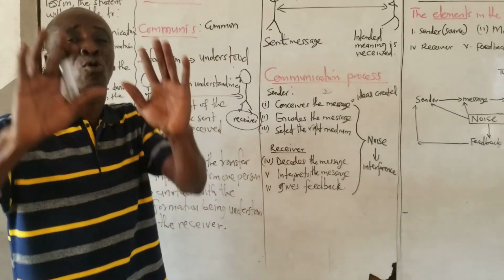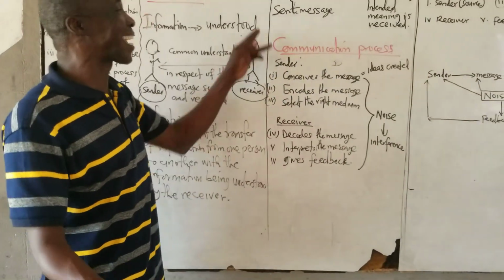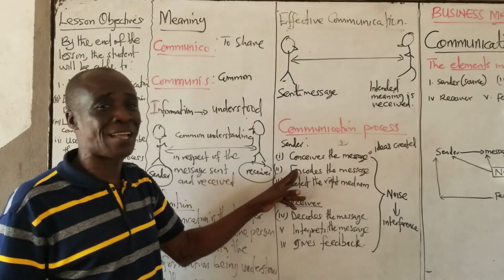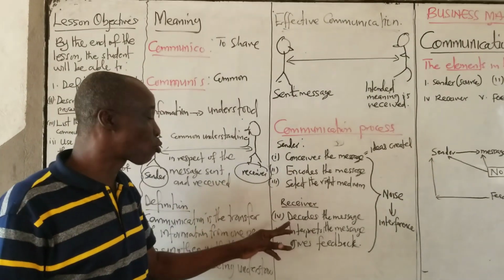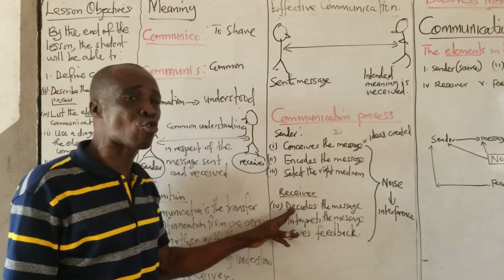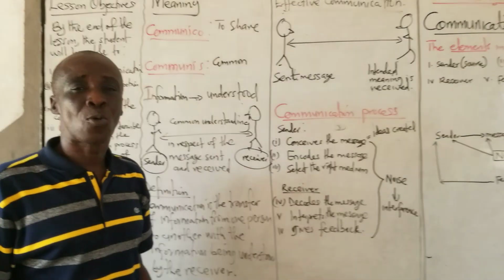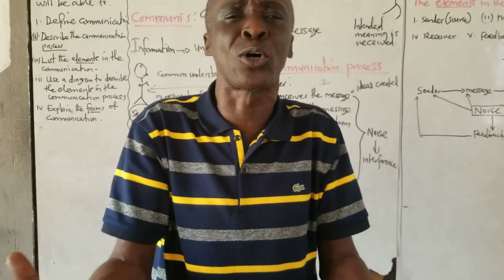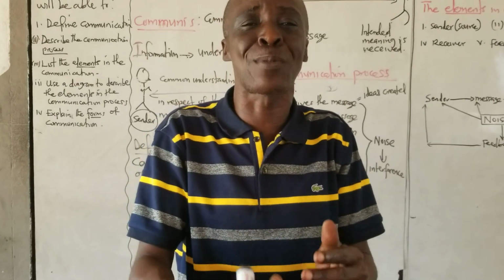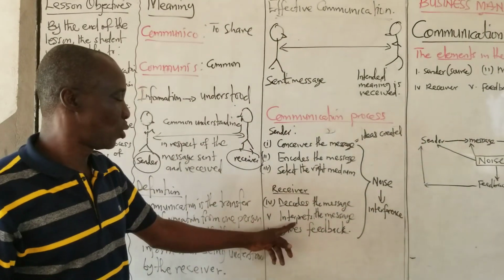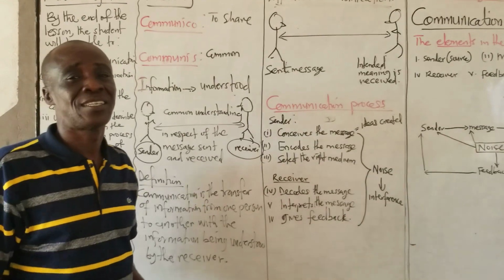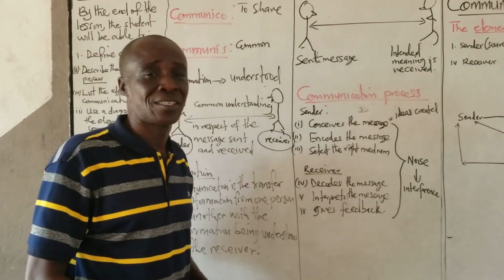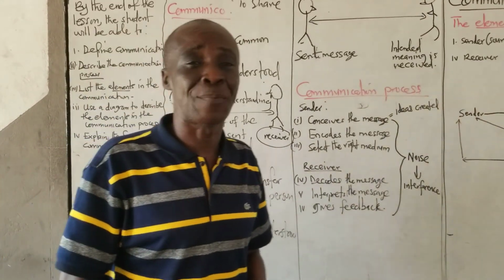Now the message goes to the receiver. When the receiver gets the message that was encoded by the sender, it should be decoded by the receiver. What does it mean to decode a message? The receiver will interpret the message in the way he or she will understand it. That is what is meant by to decode. You translate the message in the form you will understand. So the person decodes it, he translates it into a message the person will understand.